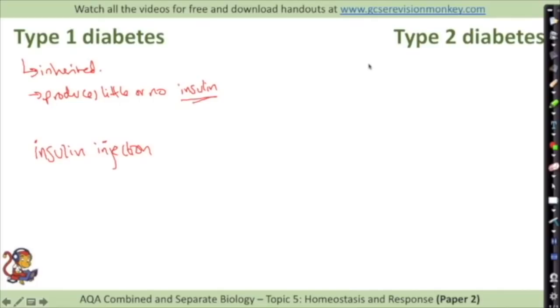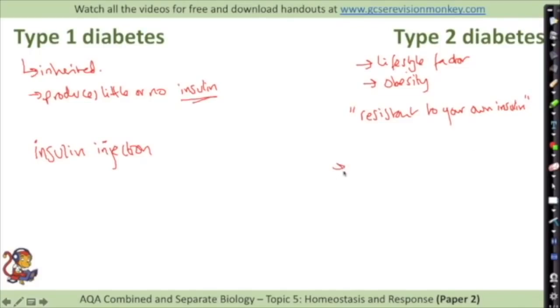Type 2 diabetes, however, is caused by lifestyle factors. It's often linked to diet and obesity, and you get that later on in life. And it's when you still produce insulin, but your body is resistant to your own insulin. So basically it is no longer effective. So you're still producing it, but it's not working anymore. It's not reducing your blood sugars to normal. So your doctor will prescribe, in this case, a carbohydrate controlled diet.